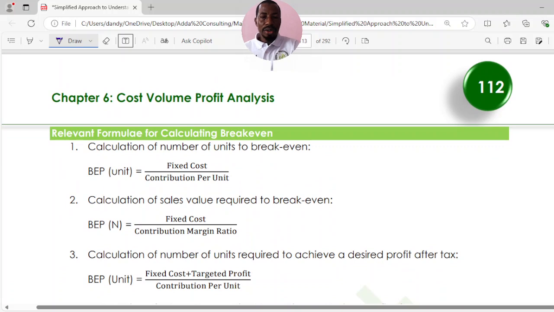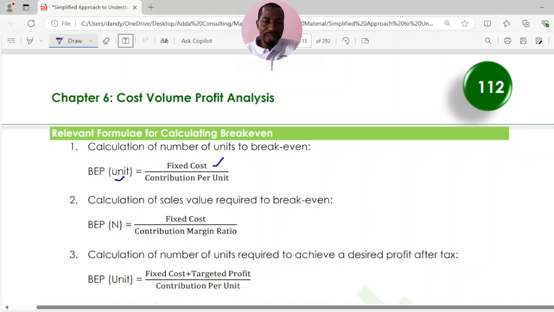However, when you want to calculate break-even points, your focus is on the objectives that the company wants to achieve. The first objective is to determine the number of units required in order to break even. So for you to be able to do that, the break-even point in units will be computed as total fixed cost divided by contribution margin per unit. Okay, total fixed cost divided by contribution margin per unit. So that will give you a break-even point in units.